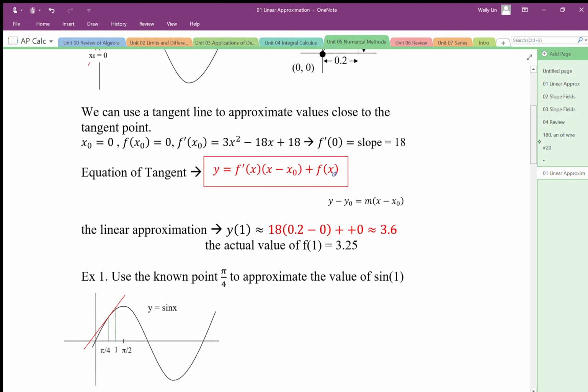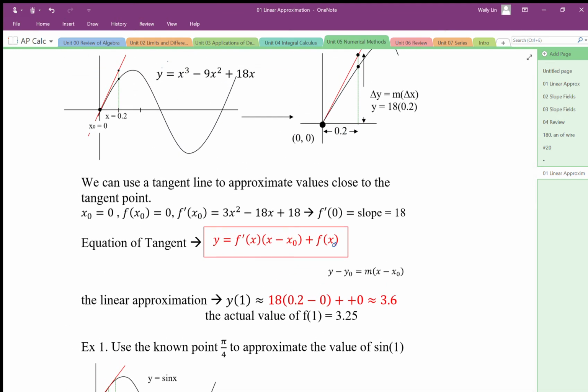Okay, so this is an example here for this one. So this is 3x squared minus 18x plus 18. Okay, we know that at x equals 0, y equals 0. And we can calculate the derivative. Oh, sorry, this is the derivative here. So this is our function, x cubed minus 9x squared plus 18x. This is our derivative. And we're going to find the slope of this derivative at 0, and we get a slope of 18.